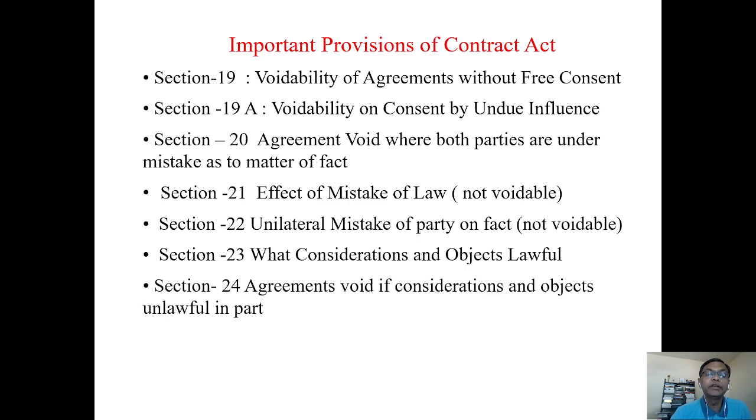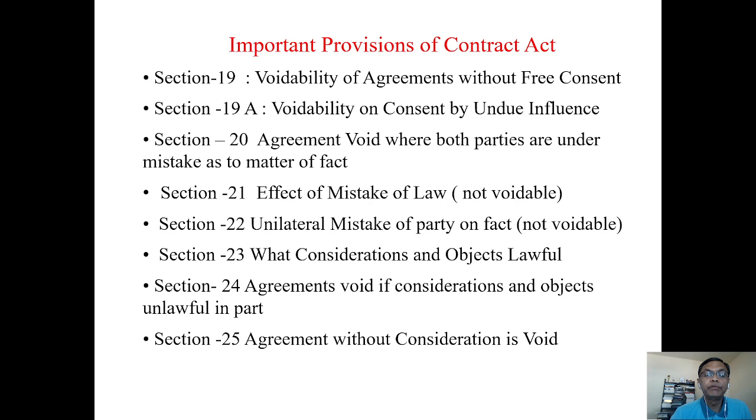Section 23 stipulates what considerations and objects are lawful. Means there are certain considerations, lawful objects and lawful considerations. One cannot make agreements for unlawful activity. Only the object should be lawful. Section 24 stipulates agreements are void if considerations and objects are unlawful in part. Right?